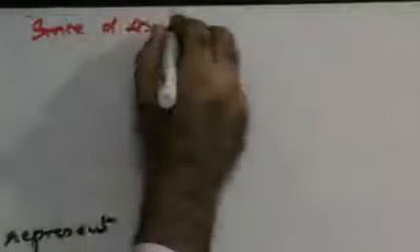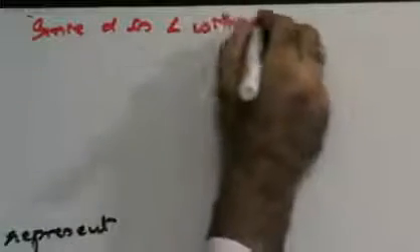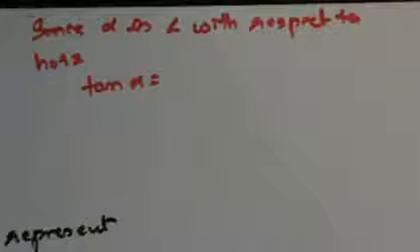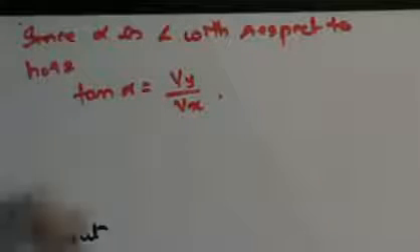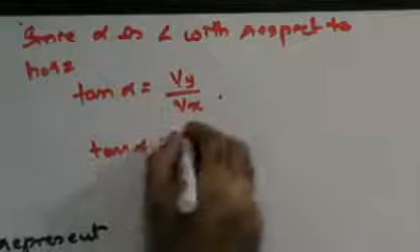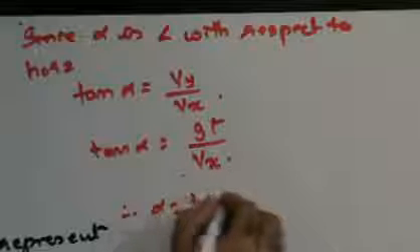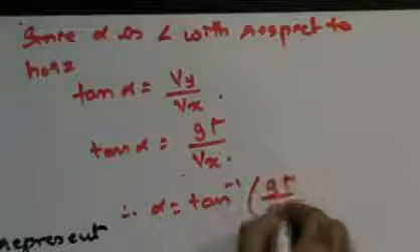Now since alpha is the angle made with respect to horizontal, I can say that tan alpha, guys, see this, tan is going to be opposite upon adjacent. I could take Vy on this side, so tan alpha will be nothing but Vy upon Vx. But Vy we found out as gt, so tan alpha is gt upon Vx. Therefore alpha is tan inverse of gt upon Vx.